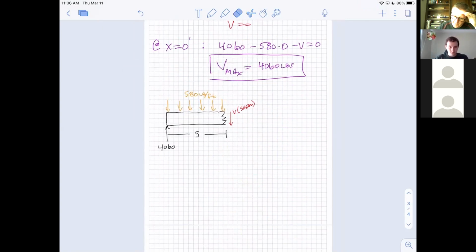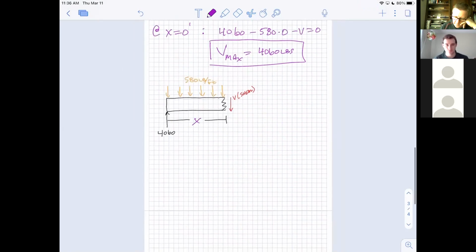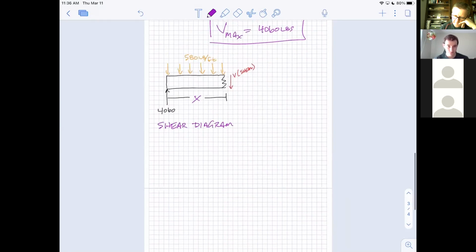But we take it back to what I had earlier, which is X. Let's make an equation for this now. So to get the shear diagram, well, I'll show you what I mean in just a second.